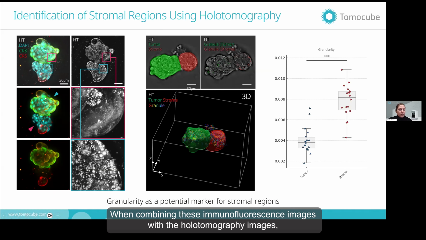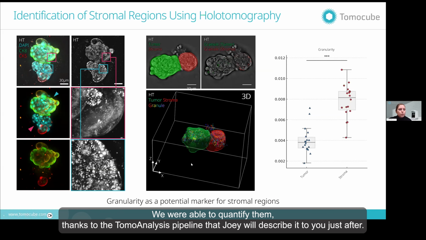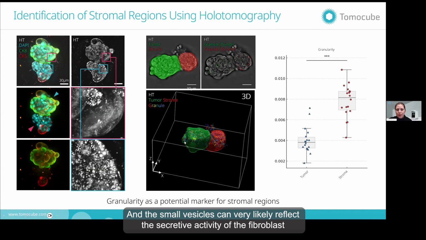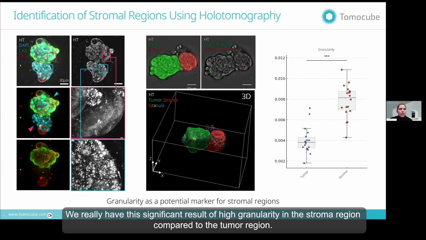And when combining these immunofluorescent images with the holotomography images, we found the presence of small, highly refractive granules, especially in the stromal region. We were able to quantify them thanks to the TomoAnalysis pipeline that Joey will describe to you just after. These small vesicles can very likely reflect the secretive activity of the fibroblasts found in the stromal region. And by quantifying it using the TomoAnalysis pipeline, we really have these significant results of high granularity in the stromal region compared to the tumor region.